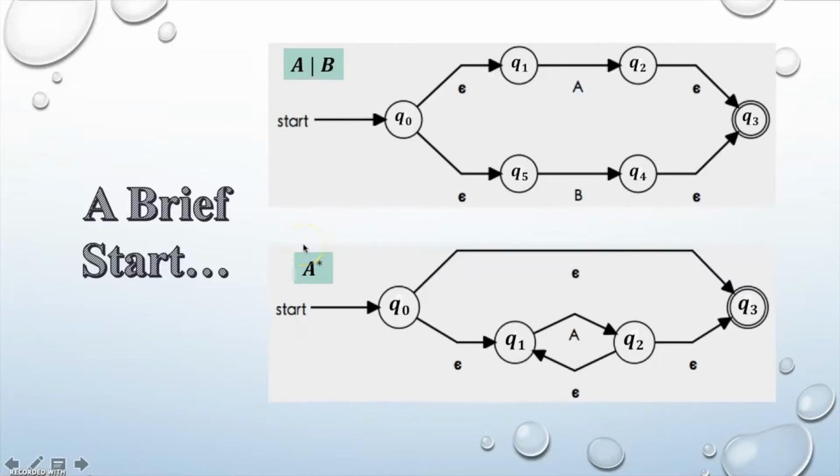For the Kleene star, for example, this A star here, we could have either 0 or multiple A's. If we have 0 A's, then we could directly go through the epsilon edge, which is here, and then we will reach this Q3, which is the state that we want. But if we have multiple A's, then we could have a loop here. We'll go around the loop until we have no A, and then we'll go through the epsilon edge and reach our state.